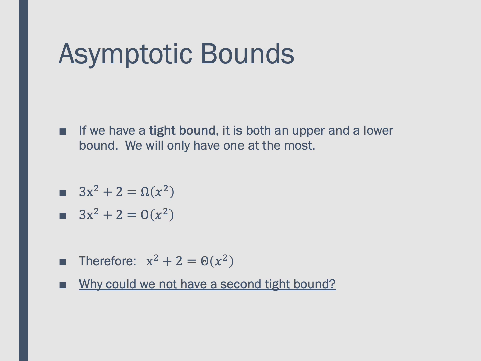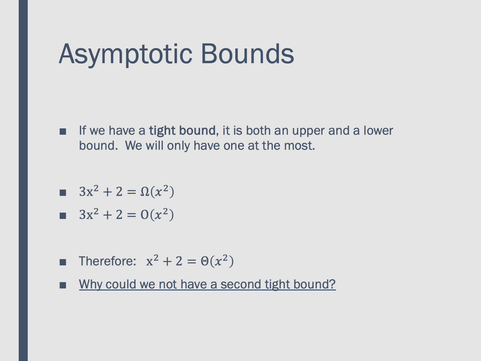So again, we have these two statements that we saw earlier: 3x² + 2 = Ω(x²) and 3x² + 2 = O(x²). The first one is the lower bound, as we discussed earlier. x² represents the smallest growth rate for this function because 3x² dominates and the constant 2 becomes negligible. The second one, big O of x², is the upper bound. Similarly, x² also represents the largest relevant growth rate since it dominates the function.